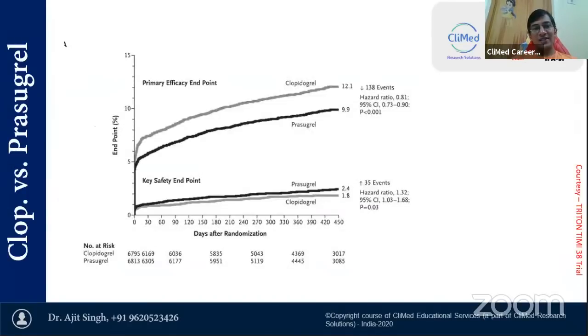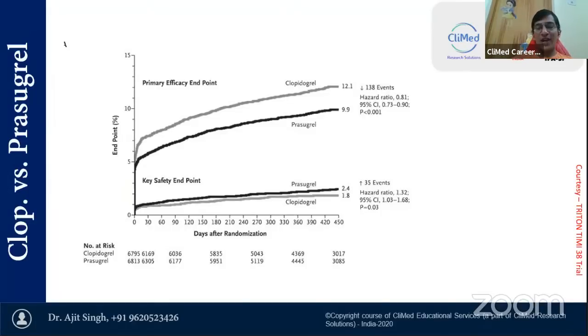So here I'll just show you this chart. This is from the TRITON-TIMI trial. As this is basics, we should not talk about the clinical trials, but it is very good. I should show these clinical trials to you. You should know about the clinical trials.